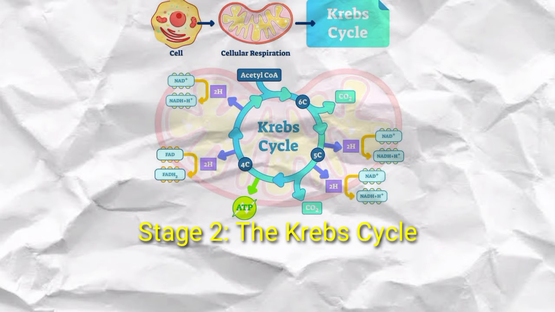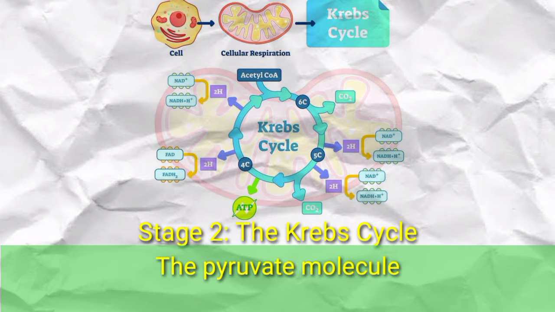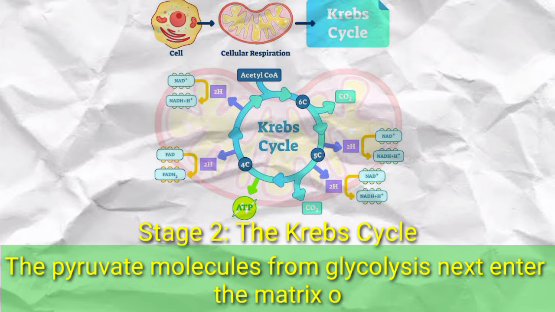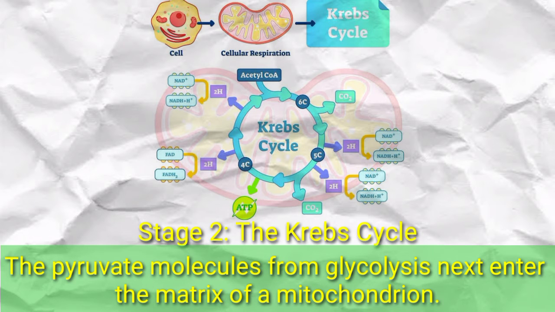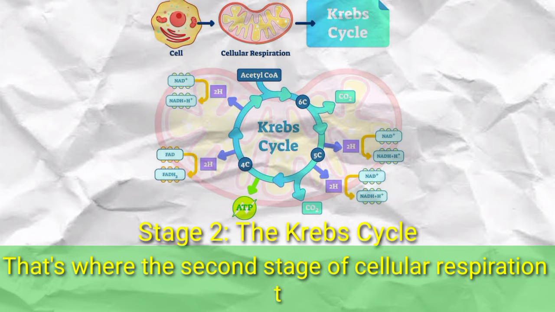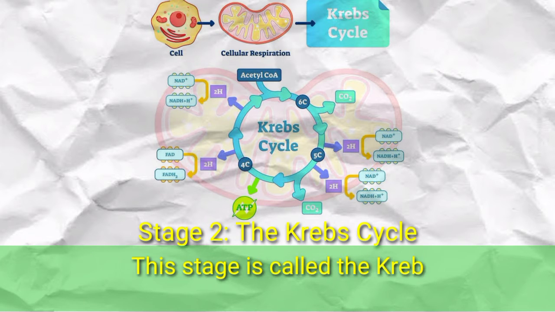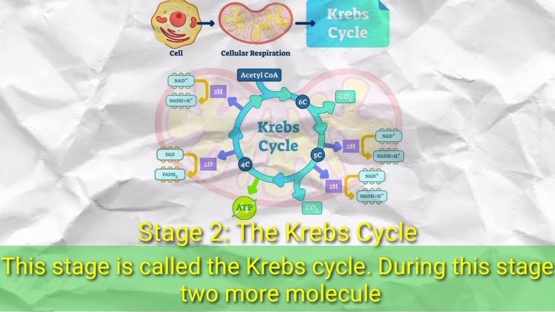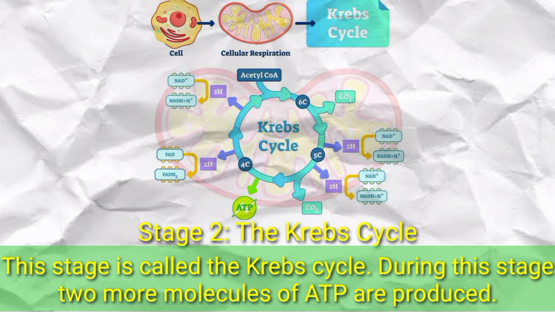Stage 2. The Krebs cycle. The pyruvate molecules from glycolysis next enter the matrix of a mitochondrion. That's where the second stage of cellular respiration takes place. This stage is called the Krebs cycle. During this stage, two more molecules of ATP are produced.